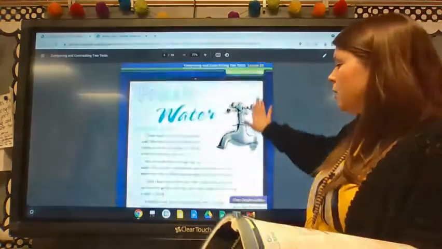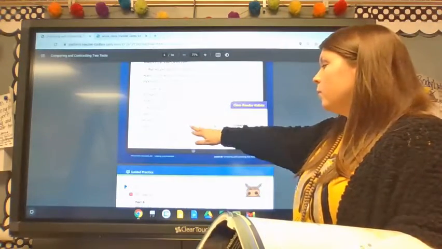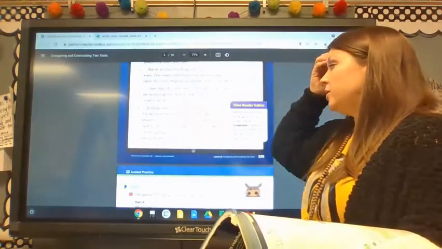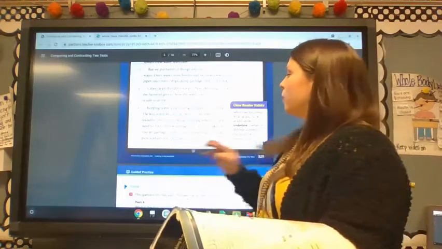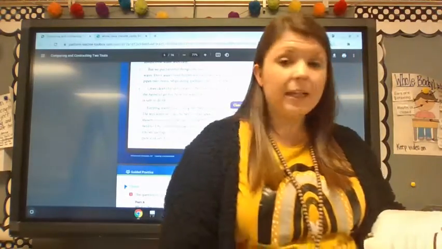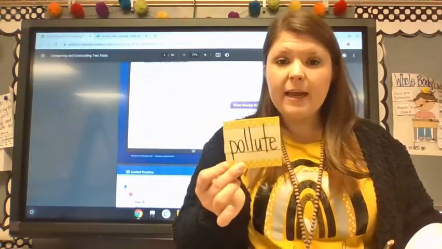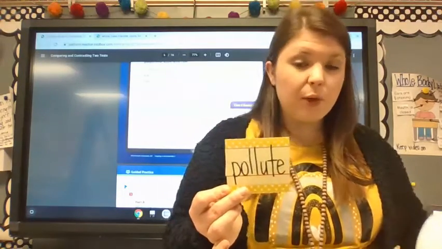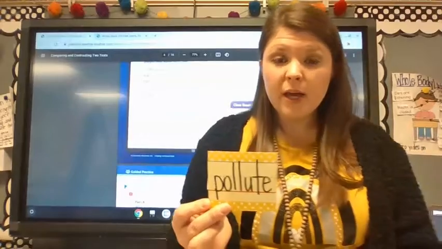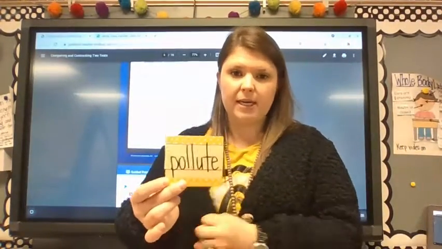Well, fresh water told us some things that we could do, right? We could not throw our garbage into lakes or rivers, and we could throw it away. That would help us to keep it clean, right? If we don't keep our water clean, the water gets polluted. This word is pollute because it is not happening in the past. Polluted would have that suffix -ed on the end.